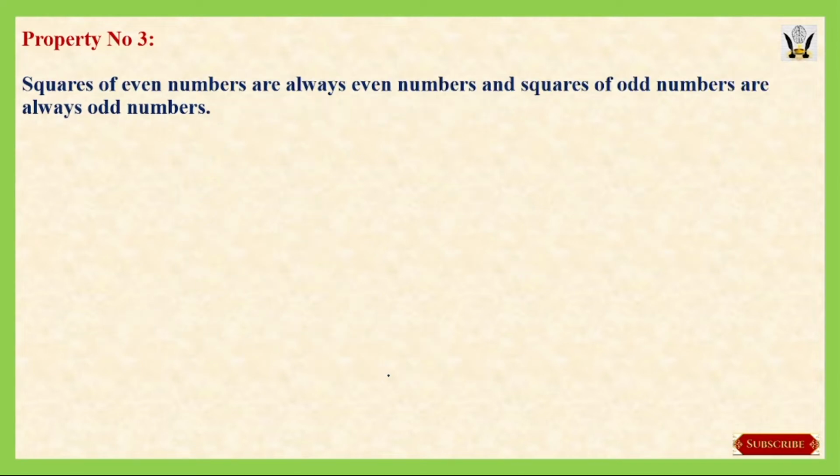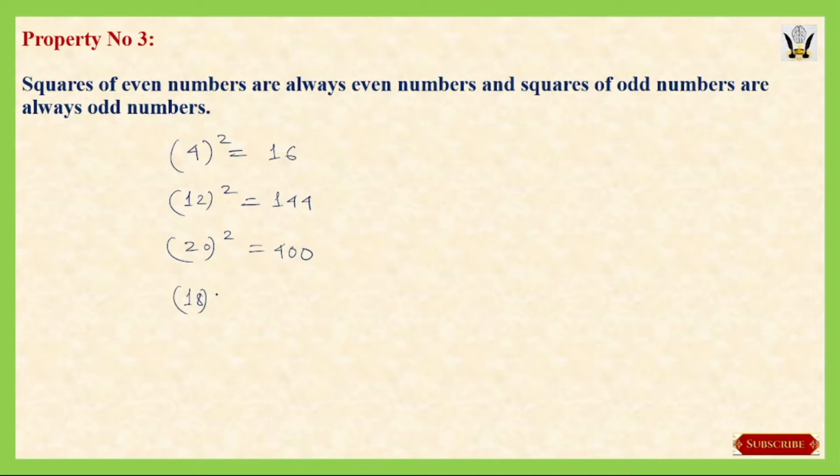Then if we move on to property number 3, it says the squares of even numbers are always even numbers, and squares of odd numbers are always odd numbers. And this is pretty simple as it sounds. So if I take 4, which is an even number, then we know the square of that number is 16. If I take 12, then the square is 144. If I take 20, then the square is 400. Then suppose I take 18, its square will be 324.